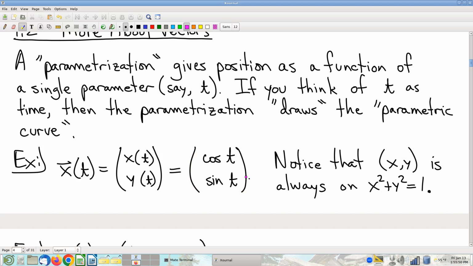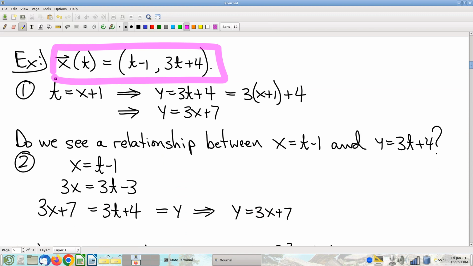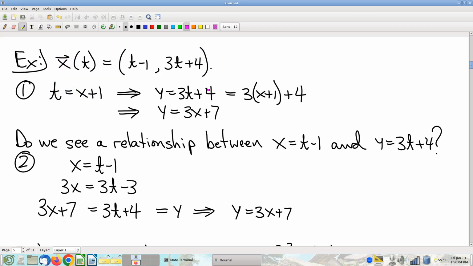All right, next example. Here is a parameterization. How do we figure out what that is? Again, there's multiple ways to do it. I'm going to show you two different ways that work for this one. First one is a neat little trick where, keep in mind, that first coordinate formula is telling you what x is. This second coordinate formula is telling you what y is. And the big trick here then is to solve for t.